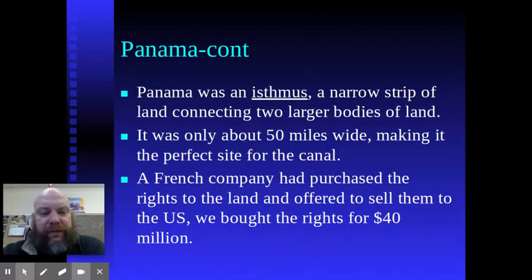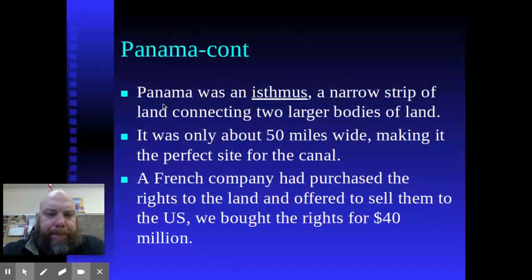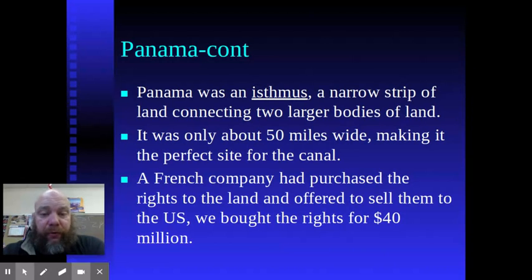Panama was an isthmus. I'm going to go back real quick. An isthmus is a narrow strip of land connecting two larger bodies of land. You can see that pretty clearly right here. There are other isthmuses here in the Middle East, here in Asia. So you get the idea. It was only about 50 miles wide at its narrowest point, making it the perfect site of a canal. A French company had purchased the rights to the land and offered to sell them to the United States. We bought the rights for $40 million.